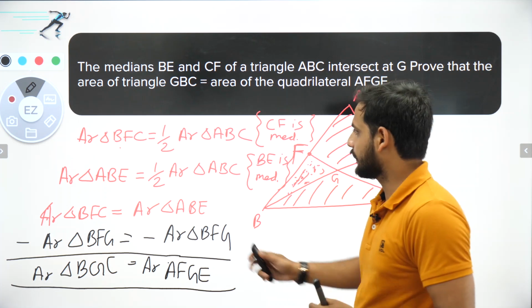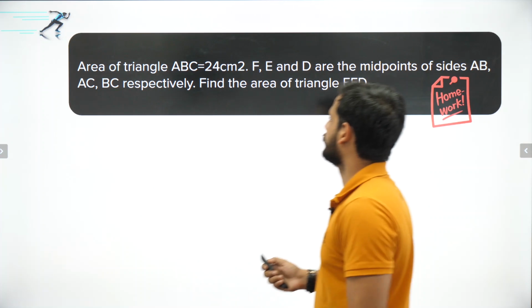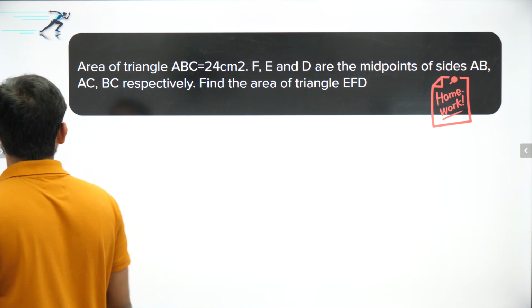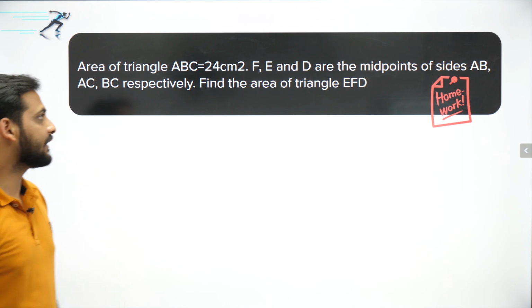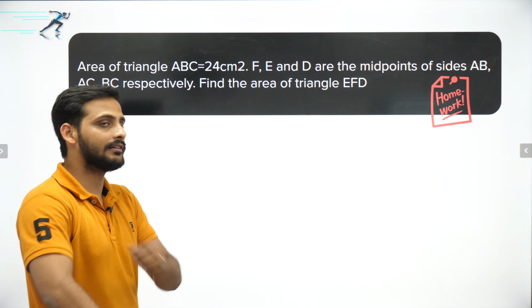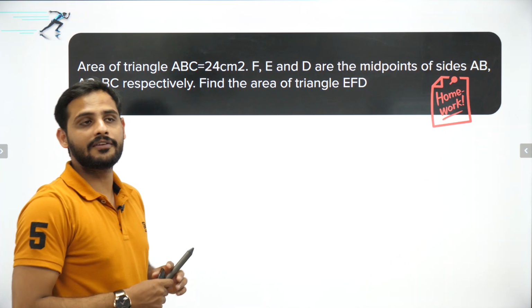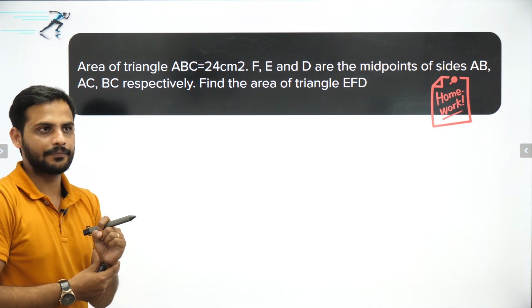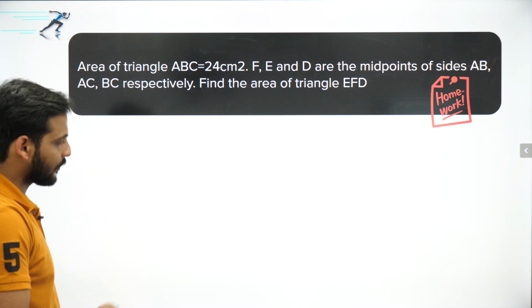Okay, children? Let's move to the next part. This is your homework question. The area of triangle ABC is 24 centimeter square. F, E and D are the midpoints of sides AB, AC and BC respectively. Find the area of triangle EFD. You have to find the EFD area. So this is your homework question.